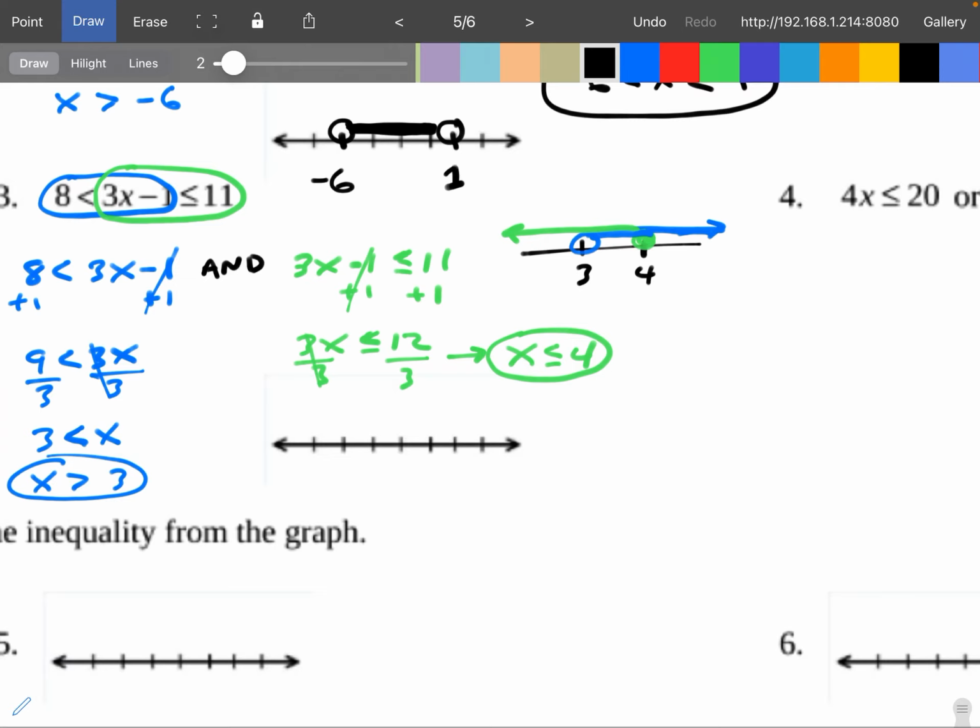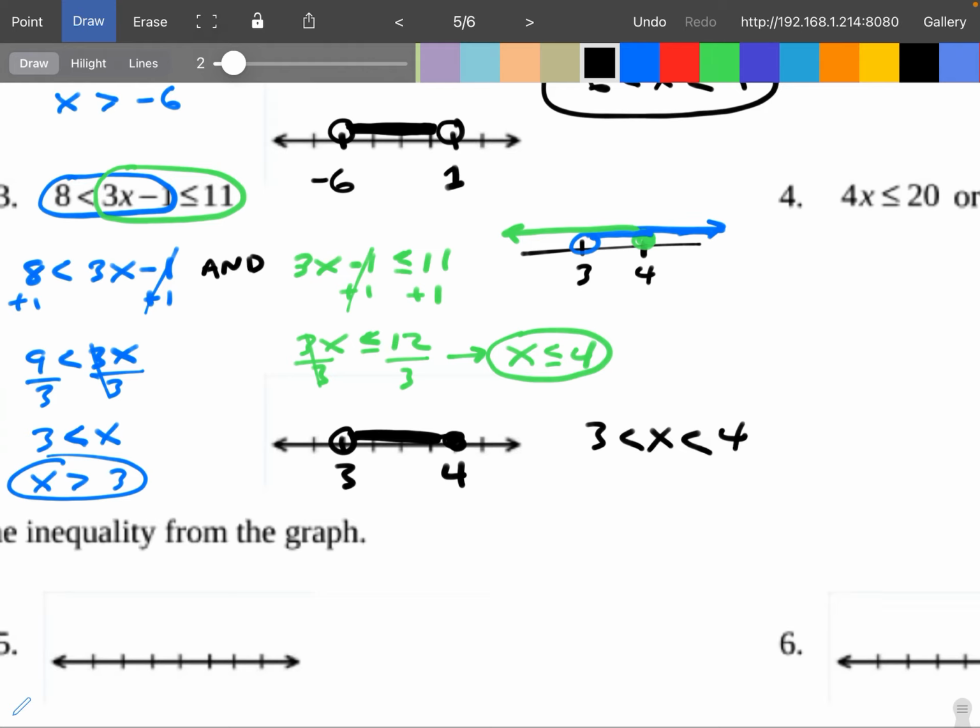I kind of lost my blue part here, though. There. So again, we're looking for the overlap. So the overlap's between 3 and 4, right? So our final solution is going to look like there's an open circle at 3, and then a closed circle at 4. And the double shaded part is in between them, in here.